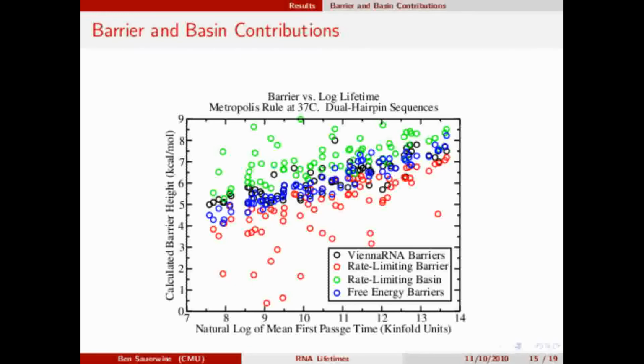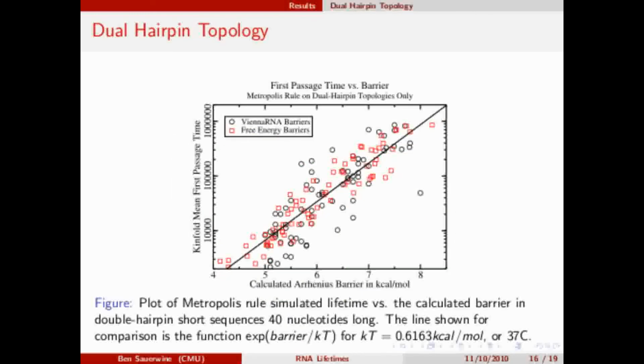You can see just visually that these red and green distributions are weakly correlated compared to the black and blue ones. And the blue one is the one that uses my algorithm, where we use both the entropy of the barrier and the basin. Now let's see how this algorithm performed on a set of systems we're actually interested in.